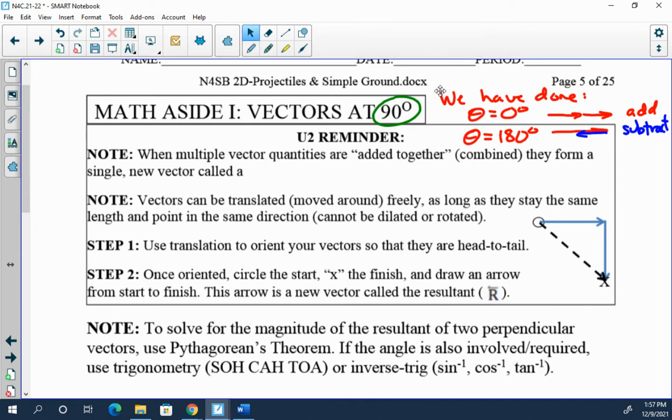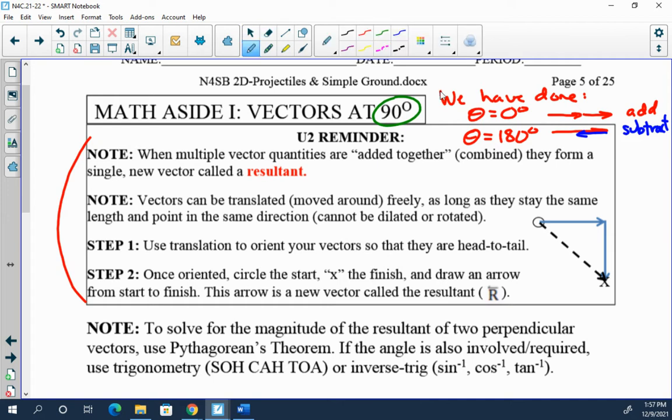As before, these notes are identical in intent and probably more or less in language to what we've done before. When multiple vectors are combined, they create a result, which we call the resultant. The resultant is also a vector. It's also an arrow. It requires an arrowhead. It must be drawn with a ruler, straight. The rules are the same.